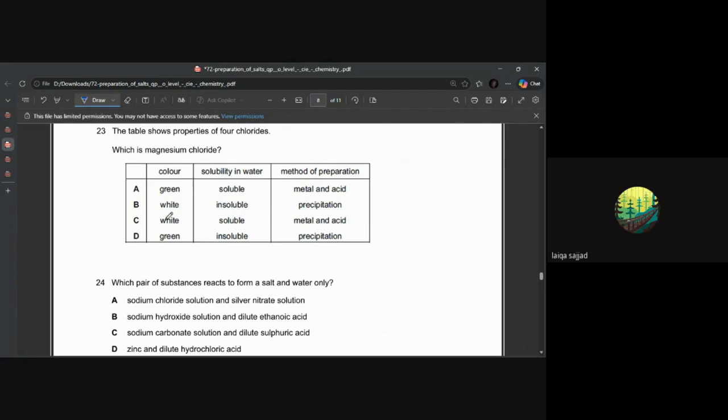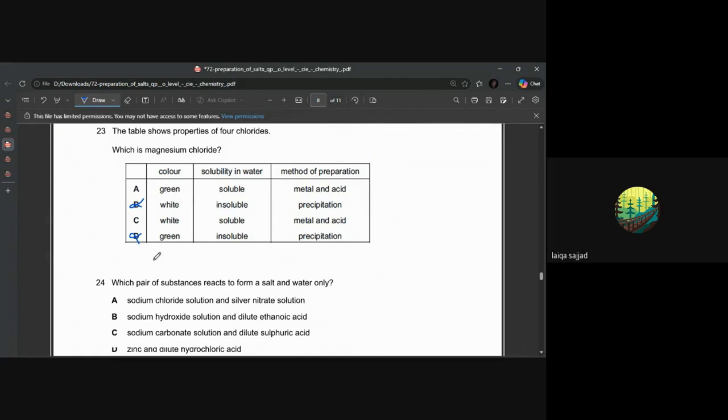If we want to narrow down the options, which options will be eliminated? Is it soluble or insoluble? Soluble. So B and D are eliminated. Very good. Now you have to decide only between option A and C.